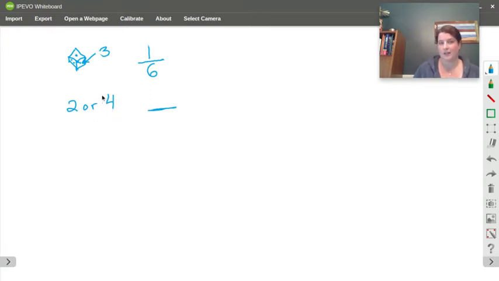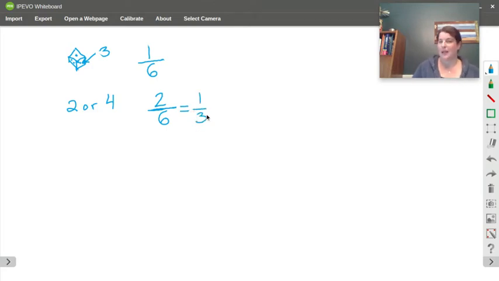So we can look at our numbers and think, okay, how many 2s are there on the dice? Well, there's 1. And how many 4s are there? One of those as well. So we've got 2 outcomes that are possible that are our desired outcomes. But there's still 6 sides to the dice. So we'll say 2 out of 6. And of course, we can reduce that down to 1/3.